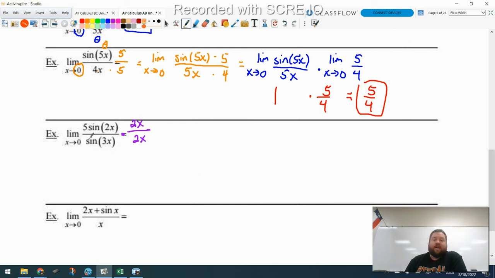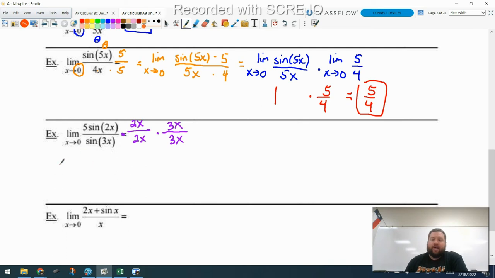Now I have a sine of 3x on the bottom. So if I'm going to apply the upside down version of the property, that means I need to have a 3x on top. I don't have a 3x on top, so I'm going to have to multiply by a 3x on top, which means I'm also going to have to multiply by a 3x on bottom.